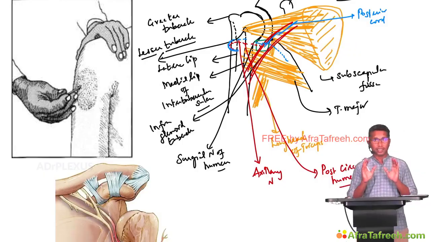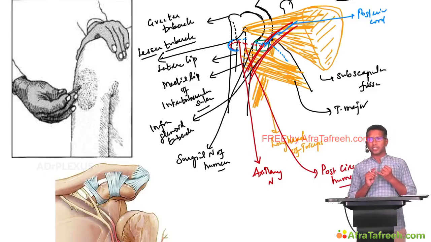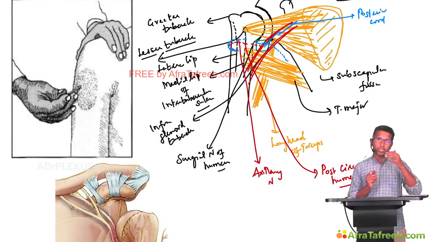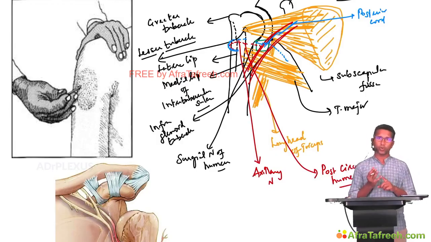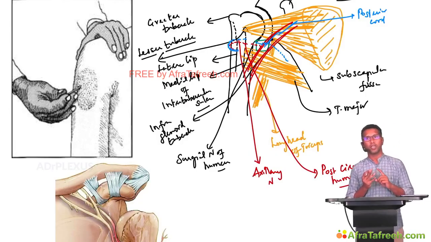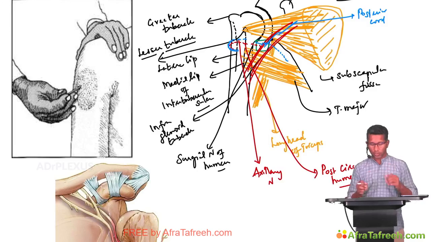I hope the axillary nerve is clear. Now if you see here, the axillary nerve is very close to two things. One, it is close to the surgical neck of humerus. It is also just below the shoulder joint. So any pathology around this region, like shoulder dislocation, a proximal humerus fracture or a surgical neck of humerus fracture, can injure the axillary nerve.